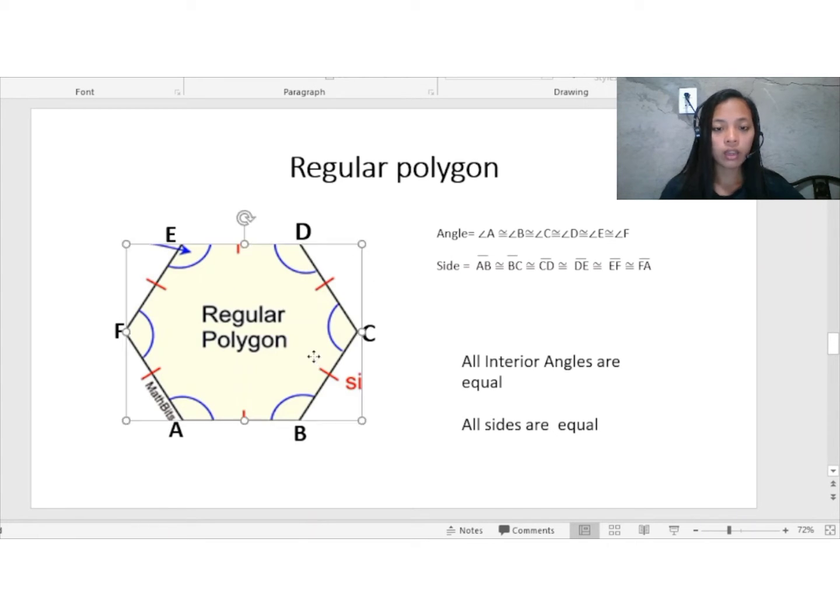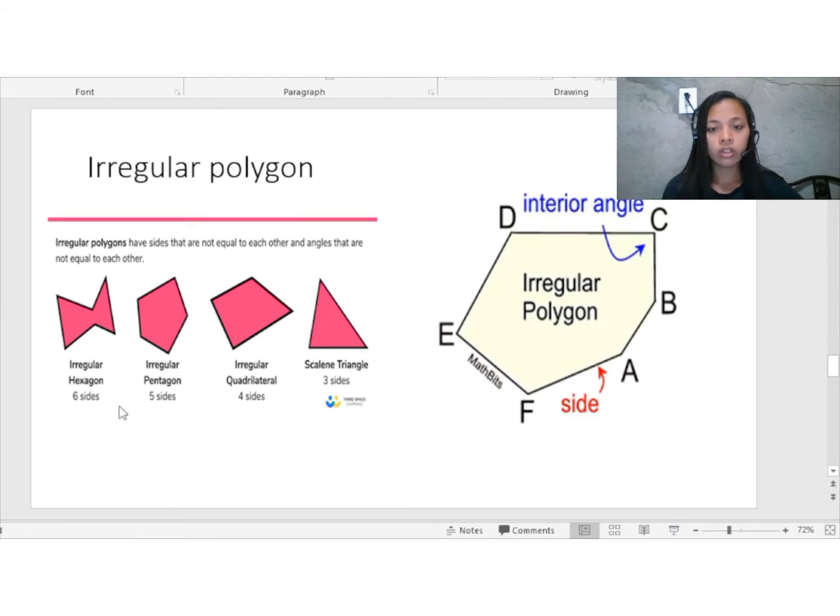There are 6 angles in this shape. Now the sides of this polygon. Side AB is congruent to side BC. Side BC is congruent to side CD. Side CD is congruent to side DE. Side DE is congruent to side EF. And also the regular polygons.